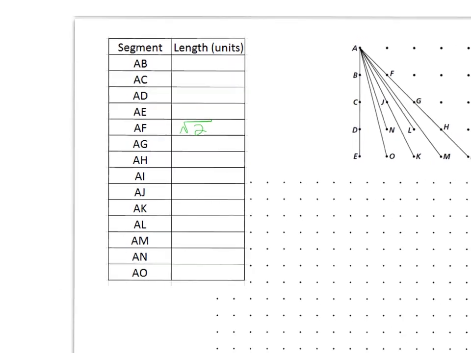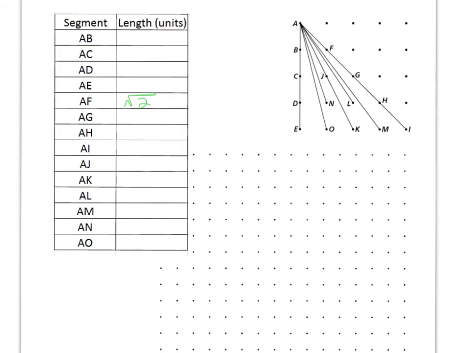Now, your task is going to be to find the line segment's length for each line segment in your table. They're all listed here, AB, AC, AD, etc. They all have a common endpoint of A, and you're going to record those in the corresponding column on your lab sheet. And then go back to problem 2.3 and make sure you answer the questions in your book.